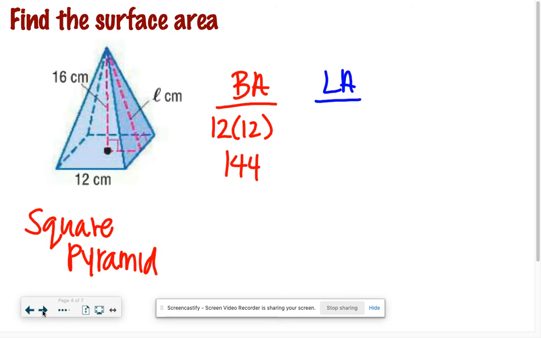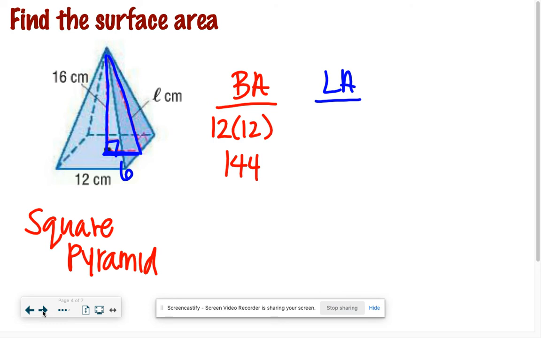Ooh, so they're not giving us the slant height, but the good news is we can find it. Right now we're given the height, or the altitude, of our pyramid, but we need this one. We want that slant height. But what's nice is we just formed a right triangle there. I know that this leg would be 16, but what would this be? It's not 12, but it's half of 12, so that'd be 6.